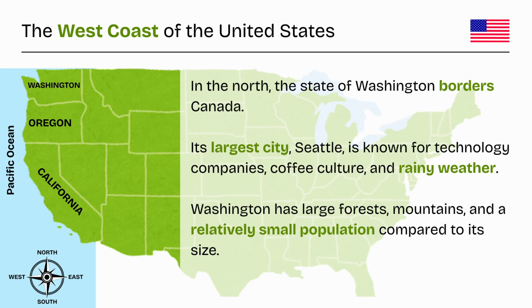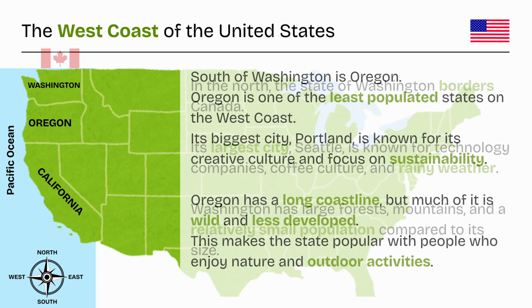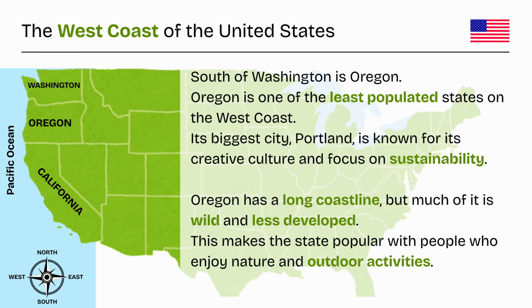In the north, the state of Washington borders Canada. Its largest city, Seattle, is known for technology companies, coffee culture, and rainy weather. Washington has large forests, mountains, and a relatively small population compared to its size. South of Washington is Oregon.